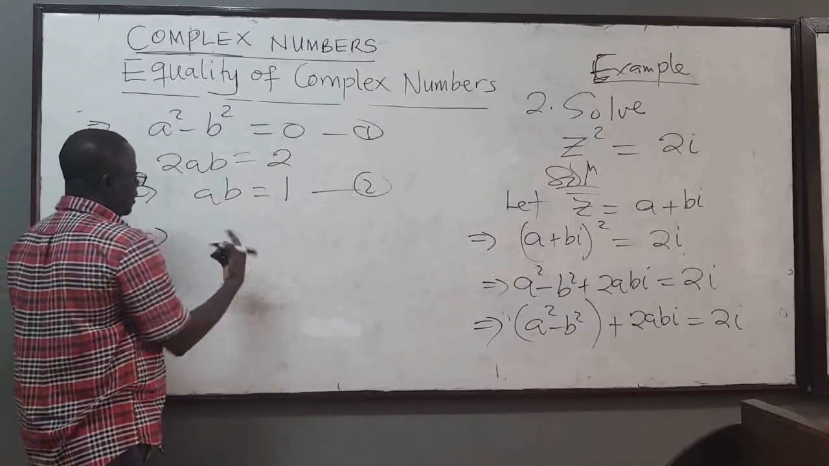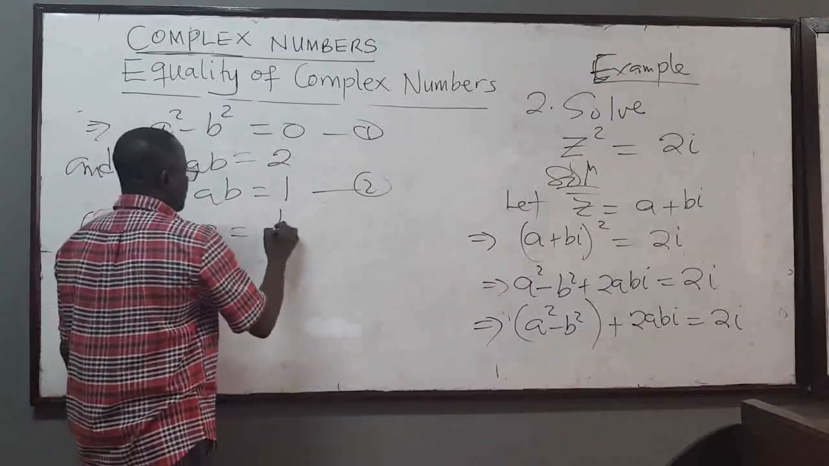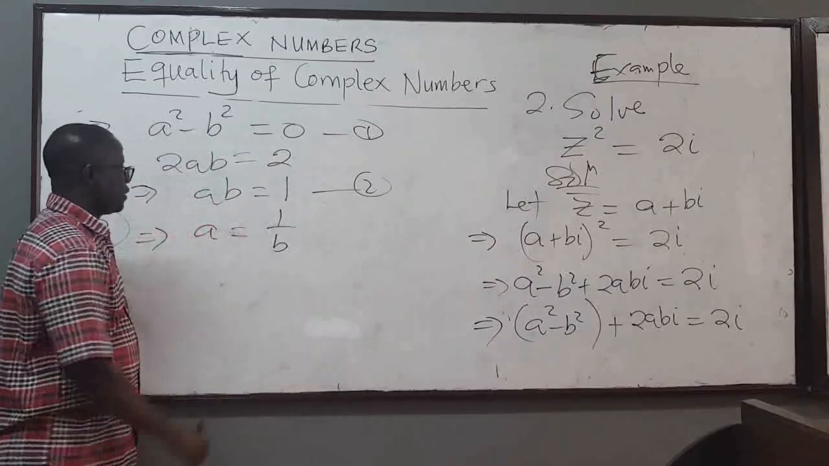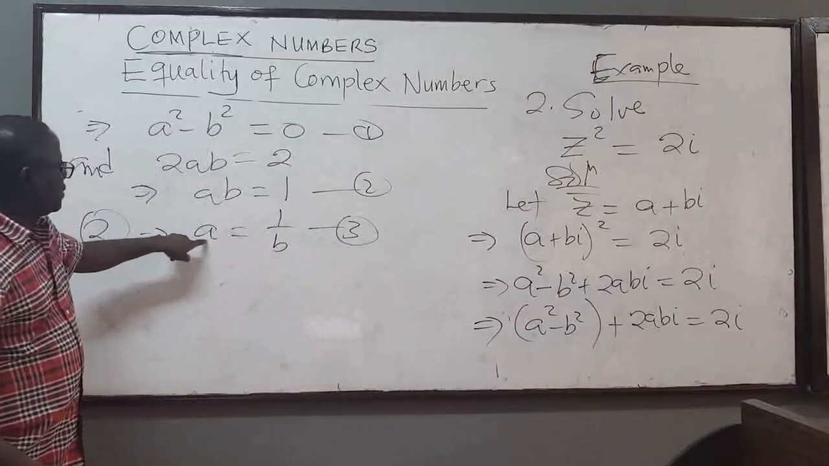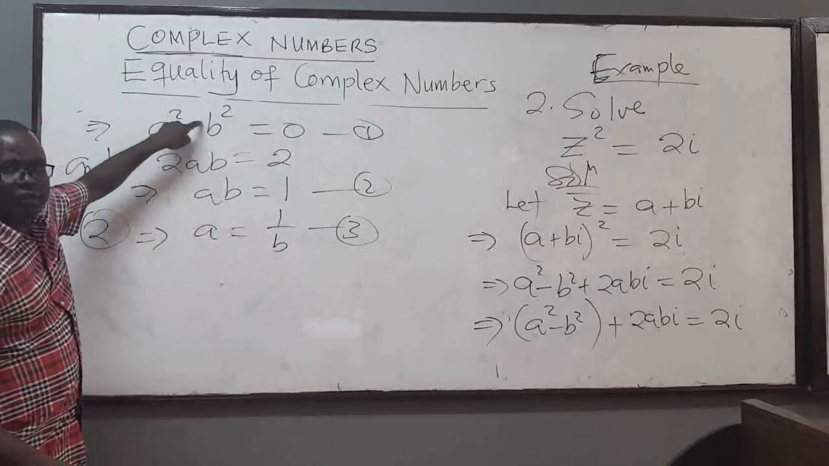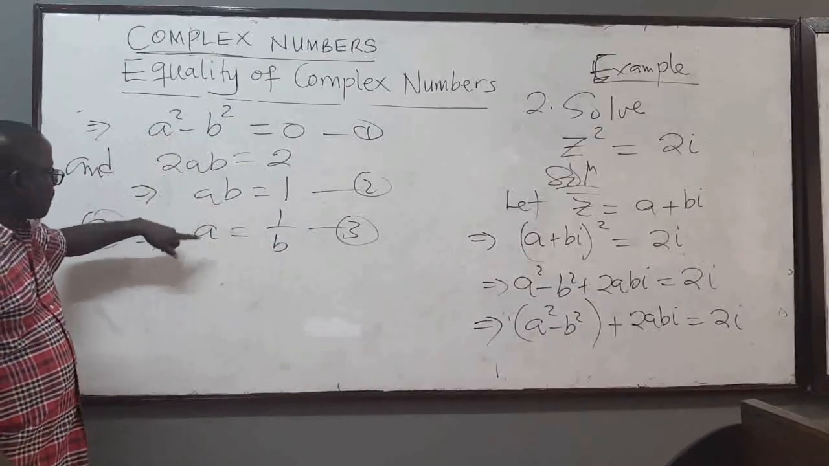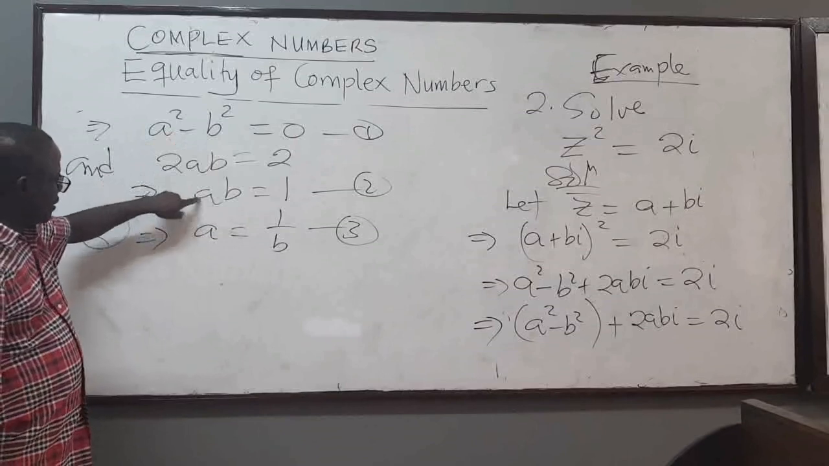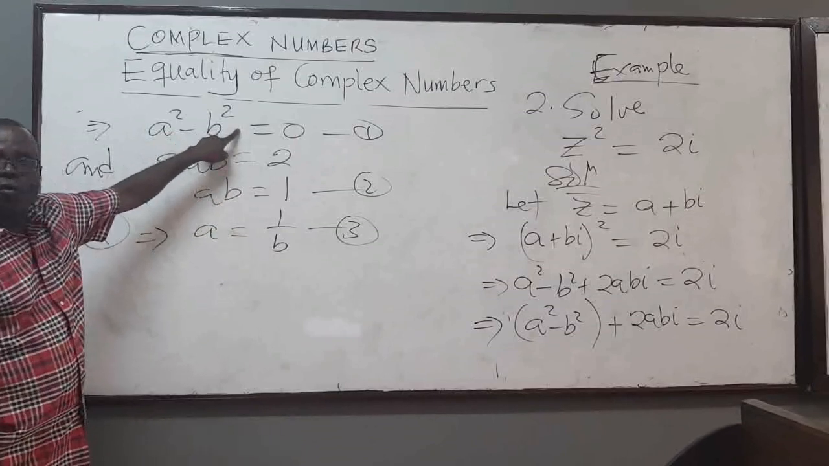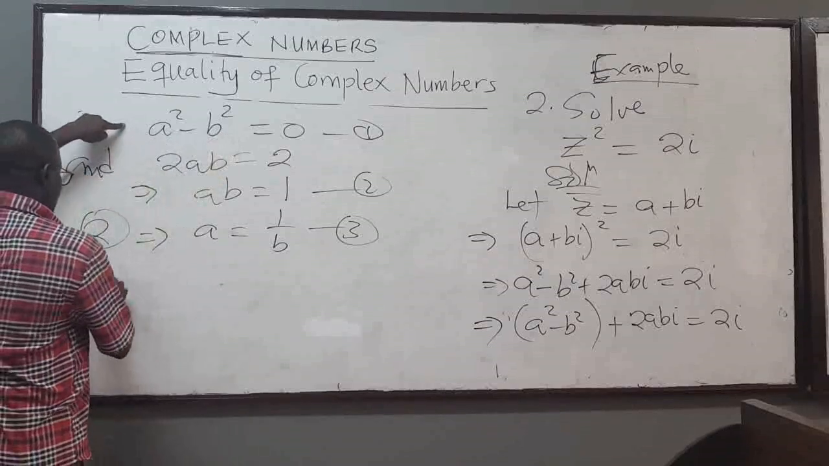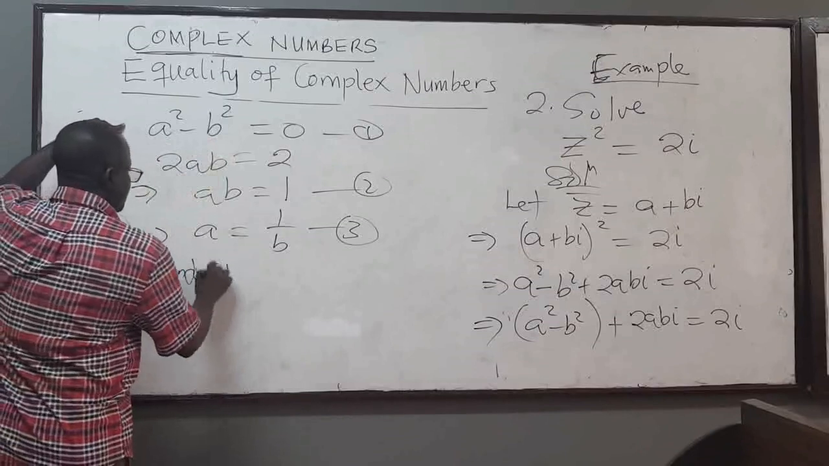So that's straightforward. From 2, we can solve for a or b. It doesn't really matter. So from this, a is equal to 1 over b, right? Let's call this equation 3. We are solving 1 and 2 simultaneously, so you can use whatever technique you know. I'm going to do the substitution. a is 1 over b. I'm going to plug this into equation 1. So put 3 into 1.